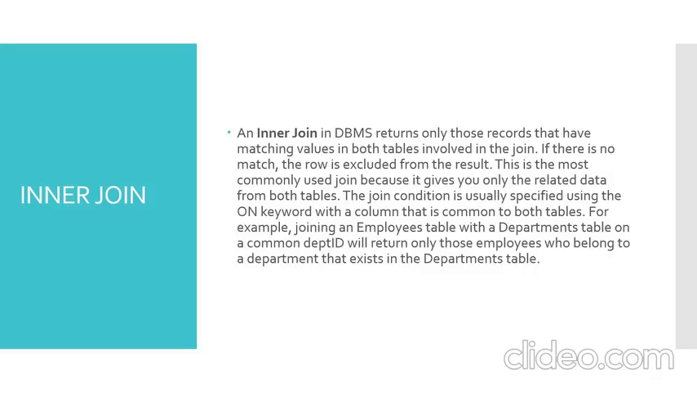The join condition is usually specified using the ON keyword with a column that is common to both tables. So if there is any data that is common in both tables, it uses the ON keyword. For example, joining an employees table with a departments table on a common dept ID will return only those employees who belong to a department that exists in the department table.